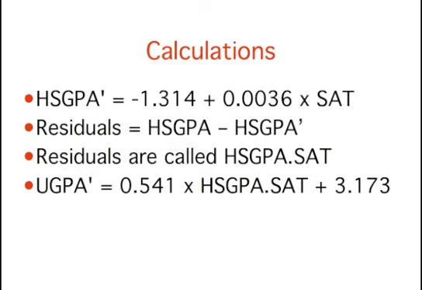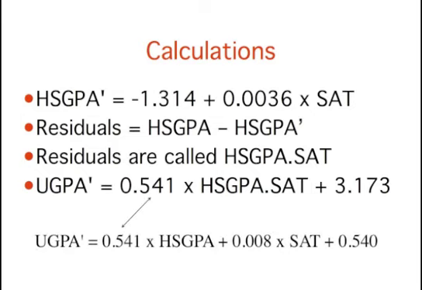The linear regression equation for the prediction of high school grade point average by SAT is shown here. The residuals are the differences between the actual high school grade point average scores and the predicted scores. Next, undergraduate grade point averages are predicted by the residuals. The slope in this regression equation is 0.541. Notice that the slope of 0.541 is the same value given previously for B1 in the multiple regression equation.